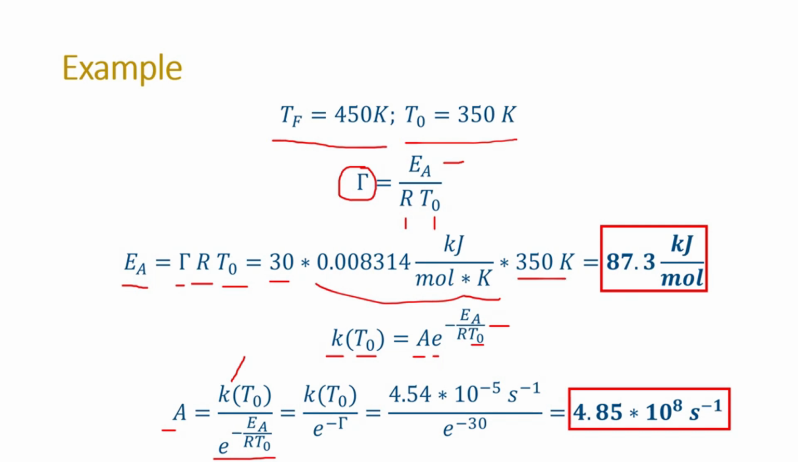Now again, this collection of terms is just sigma, so we can take the derived rate constant, which came from the intercept, and the sigma, which came from the slope, and we can express the pre-exponential factor A as 4.85 times 10 to the 8th inverse seconds.